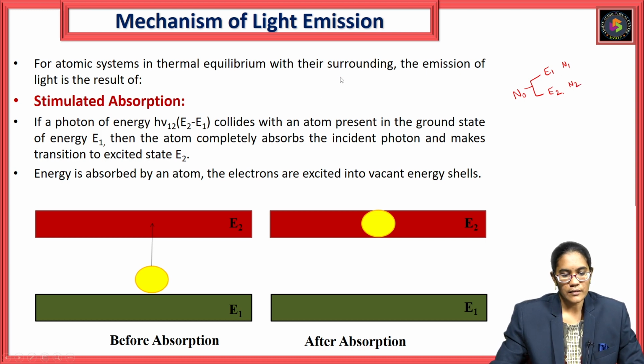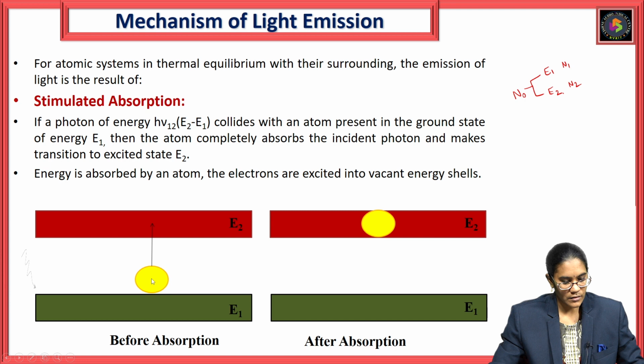I will explain this process with the energy level diagram. This is the lower energy state E1 and E2 is the higher energy state, the excited state. Initially, all the atoms are present in the ground state, because the ground state energy level is more stable than the high energy state. If you supply some amount of energy in the form of a photon, the ground state atom absorbs this photon of energy and goes to the higher energy state.